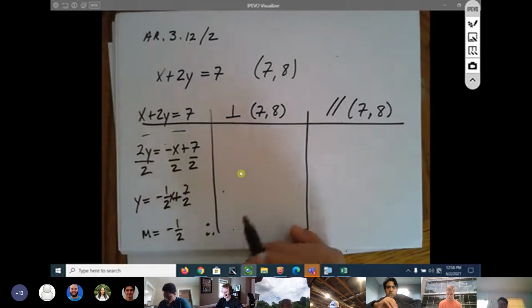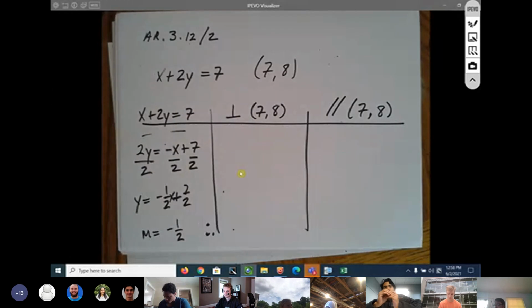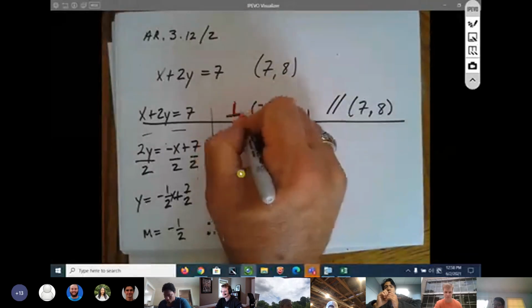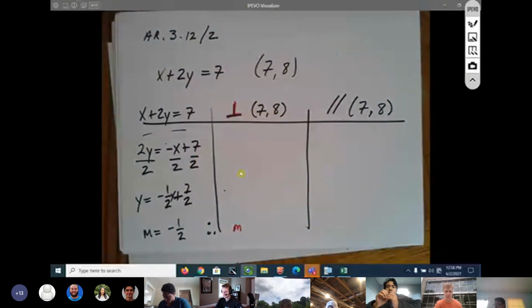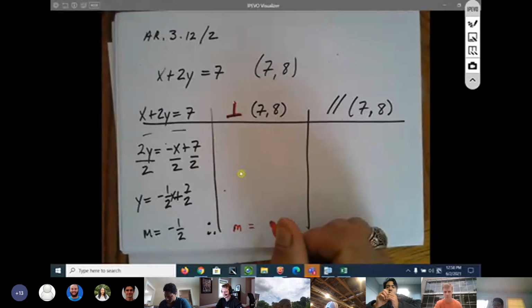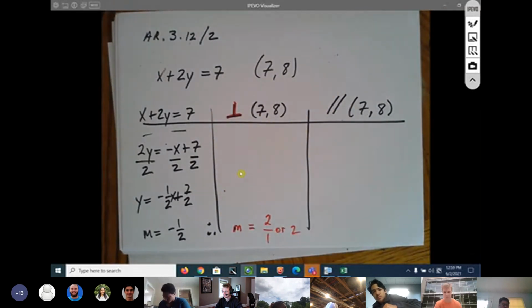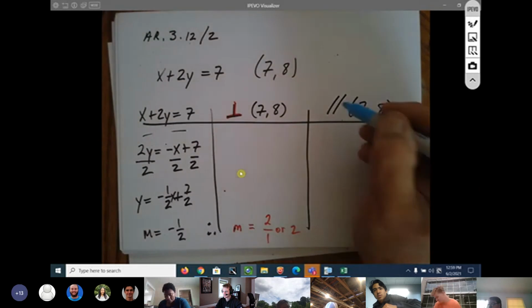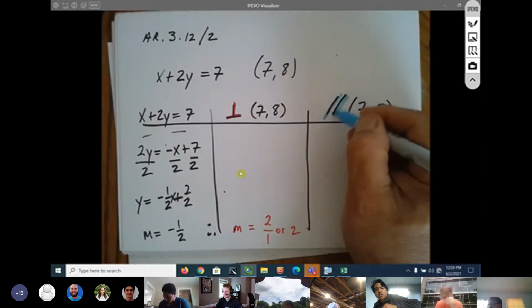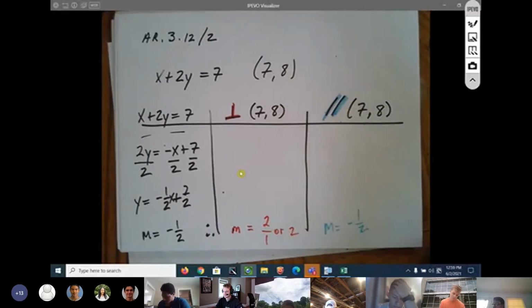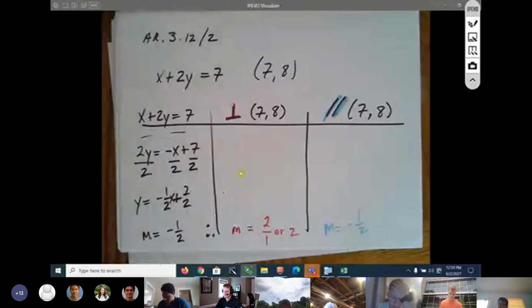Therefore, what is this m going to equal to go with the perpendicular? It should be the opposite sign reciprocal, which would be what? Positive 2. Should be 2/1 or 2. And what would this one be with the parallel? Negative 1/2. m is equal to negative 1/2. Now you got a point and a slope. Use the point slope equation.